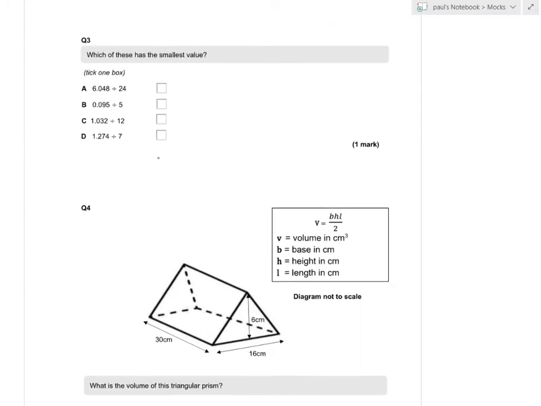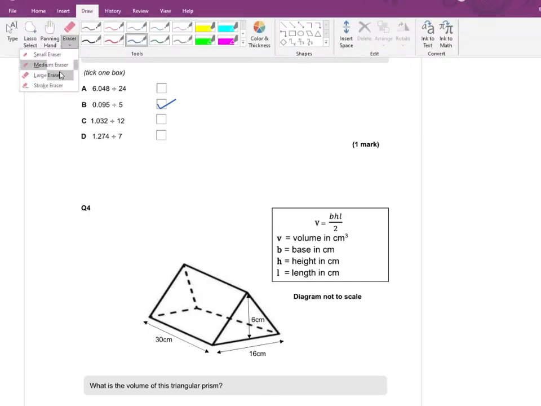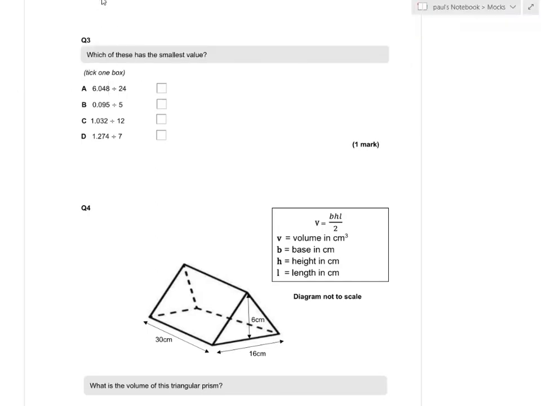Which of these is the smallest value? Without even working anything out, it's going to be this one. Yeah? Oh no, it might not be. Oh no, I think we better work these out, because there's a divide by 24. So 6.048 divided by 24 is 0.252. So that's 0.252.